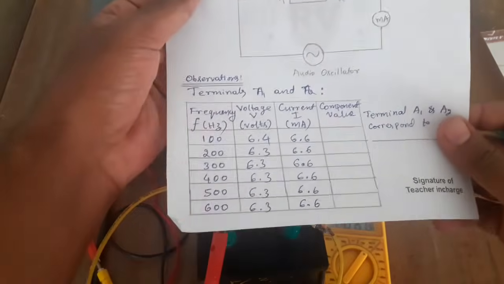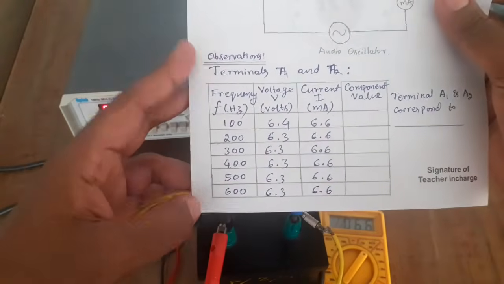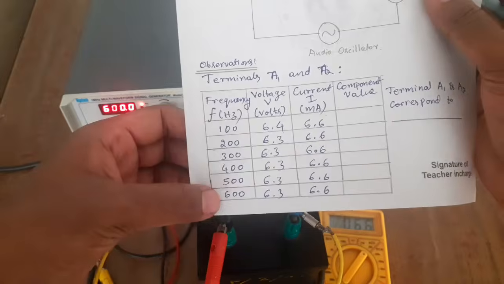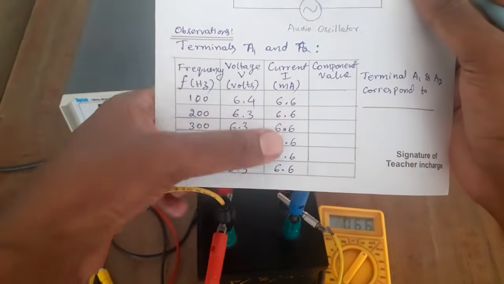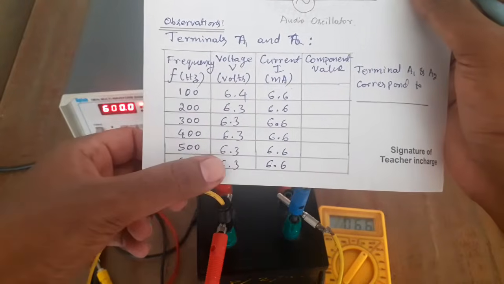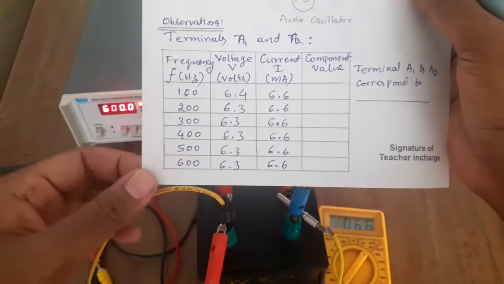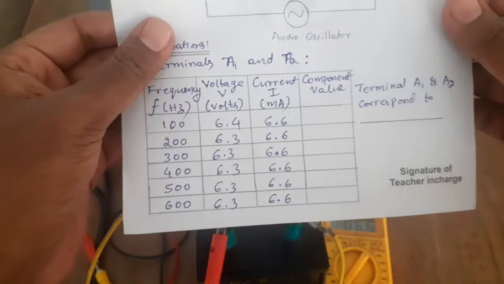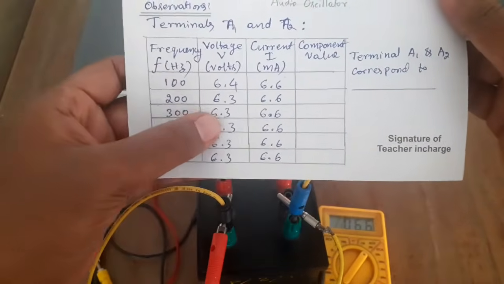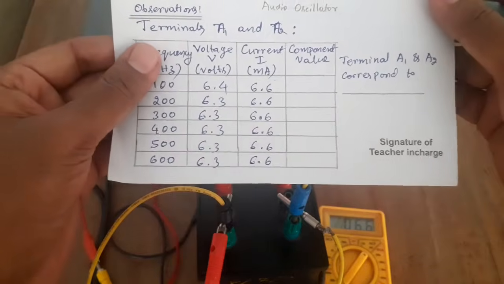The first tabular column I am showing you. You can see that as the frequency is increasing, the current and voltage are fairly constant. It is maintaining constant current and constant voltage. So which component is it? It is a resistor. A resistor doesn't change its current and voltage values as you change the frequency.